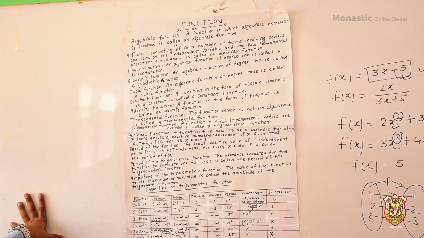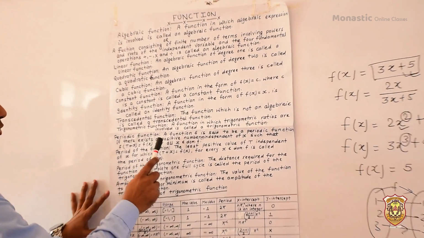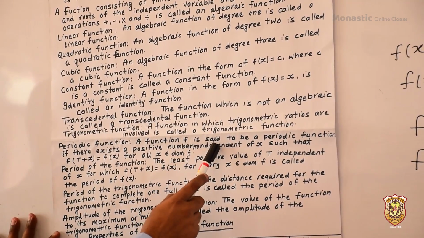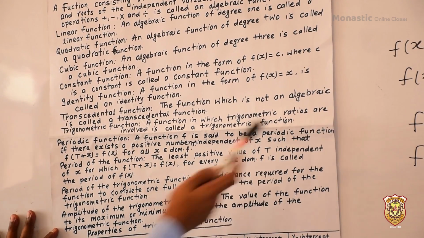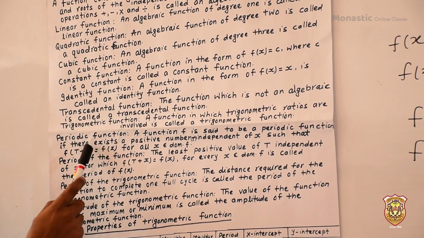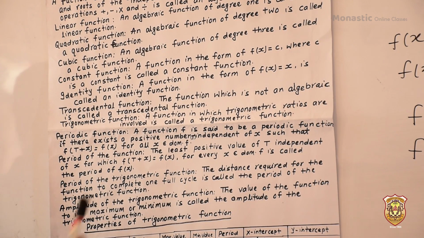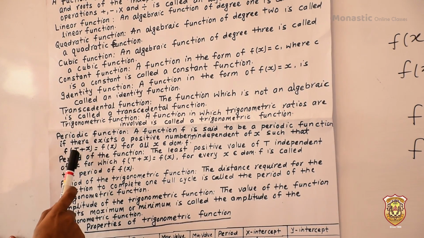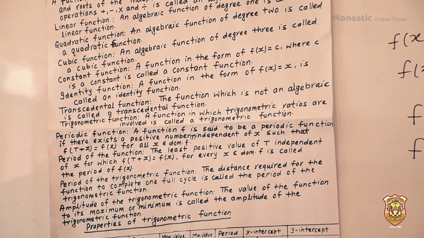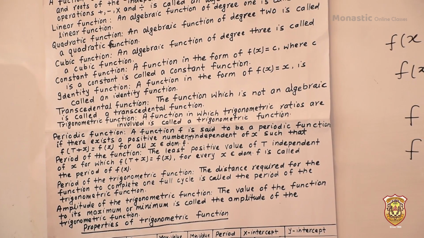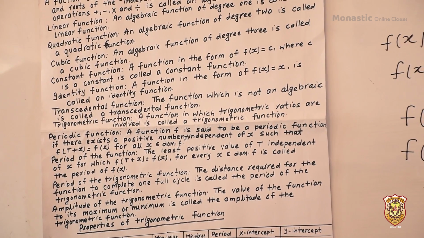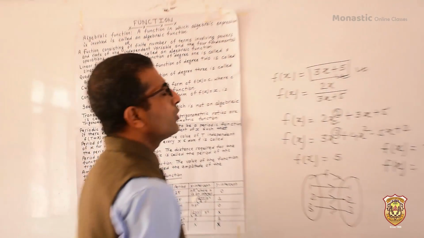Before that, it is periodic function. A function f is said to be a periodic function if there exists a positive number t independent of x, such that f of t plus x equal to f of x for all x belongs to the domain of f. Go through the example.